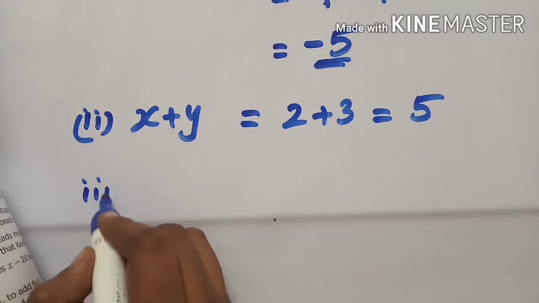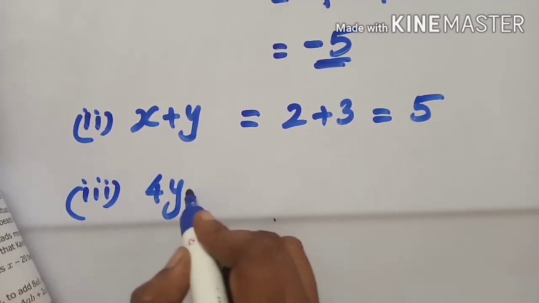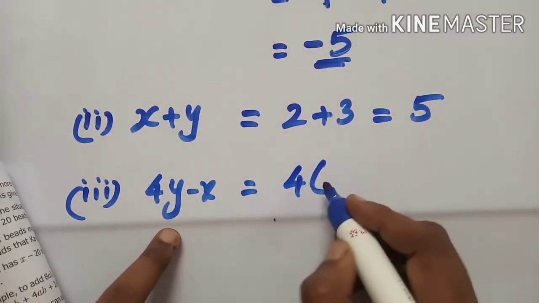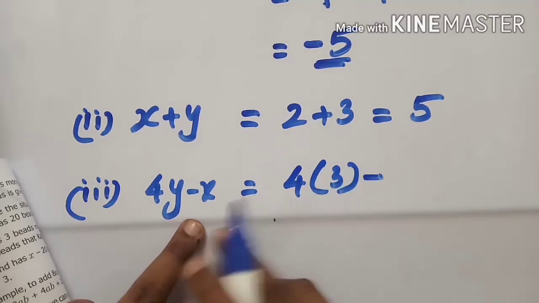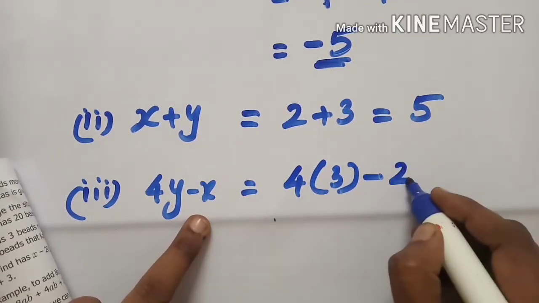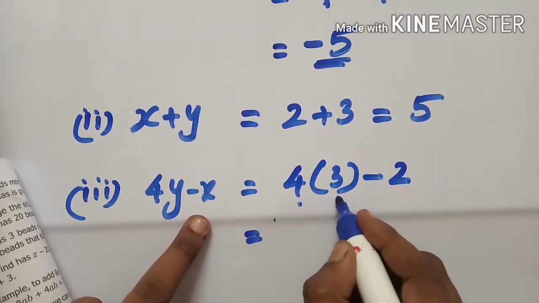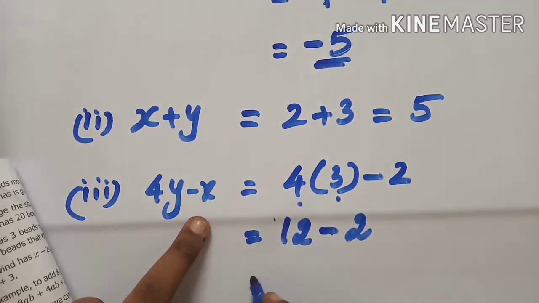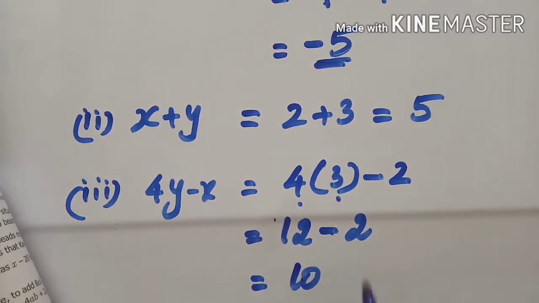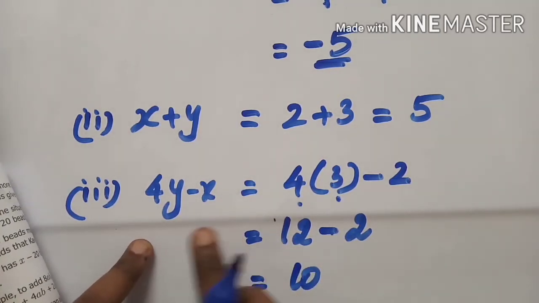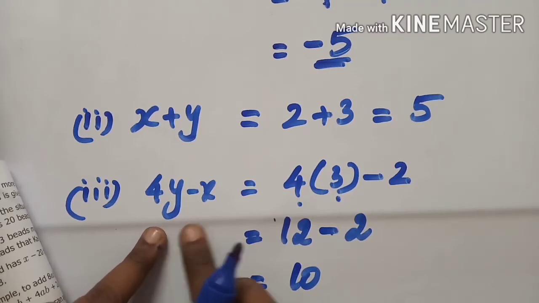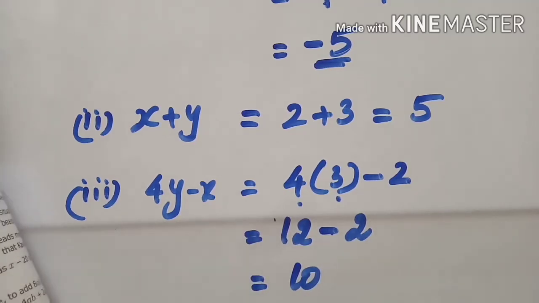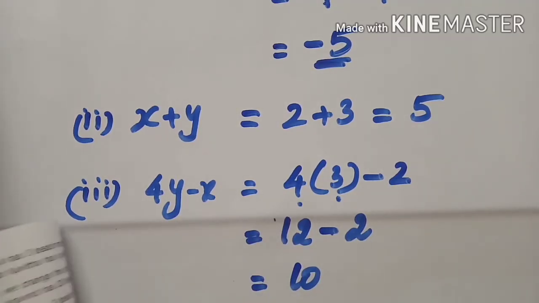Third sum is 4y minus x. This is equal to 4 into the value of y, which is 3, minus the value of x, which is 2. So this is 4 into 3. 4 3s are 12, minus 2, that is 12 minus 2, 10. So for 4y minus x, the value of y is 3, 4 into 3 is 12, minus the value of x, 2, so 12 minus 2. The answer is 10. I'll go with the last sum.